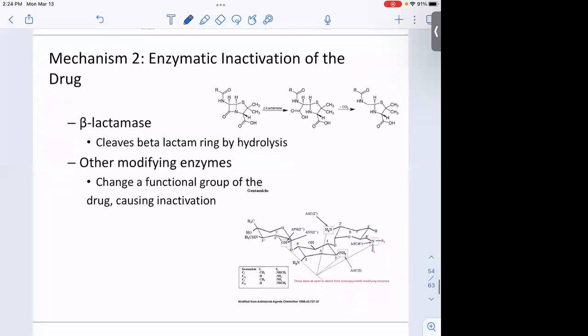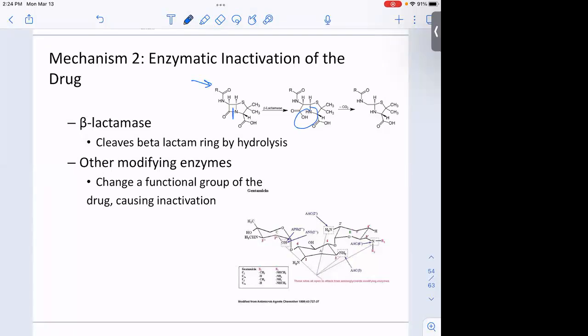The second mechanism, we've talked about this already, enzymatic inactivation of the drug. So that means the bacteria are making some enzyme that will render the drug ineffective. Okay, so an example of that is beta-lactamase. Some bacteria make this enzyme, beta-lactamase, that acts on some beta-lactam drug and cleaves that beta-lactam ring, opens it up.